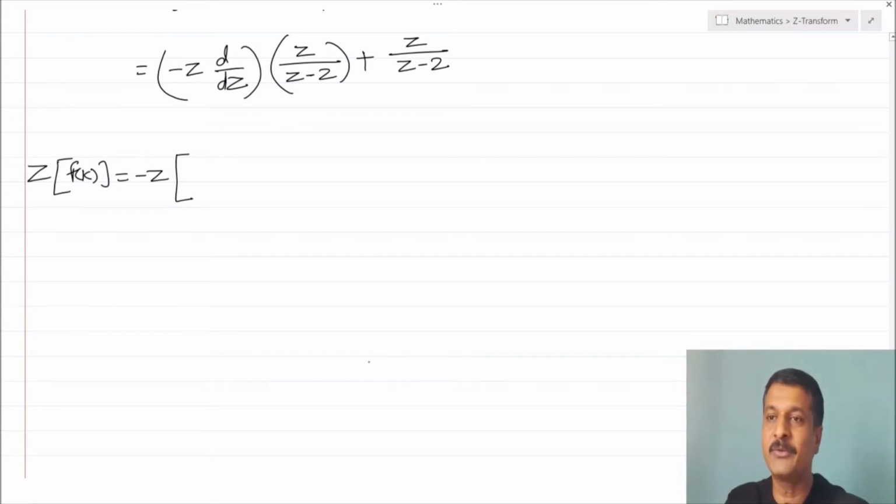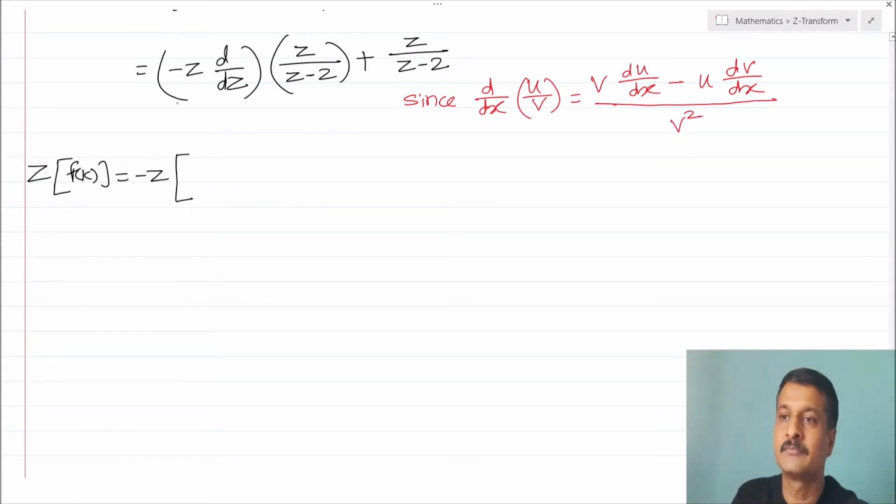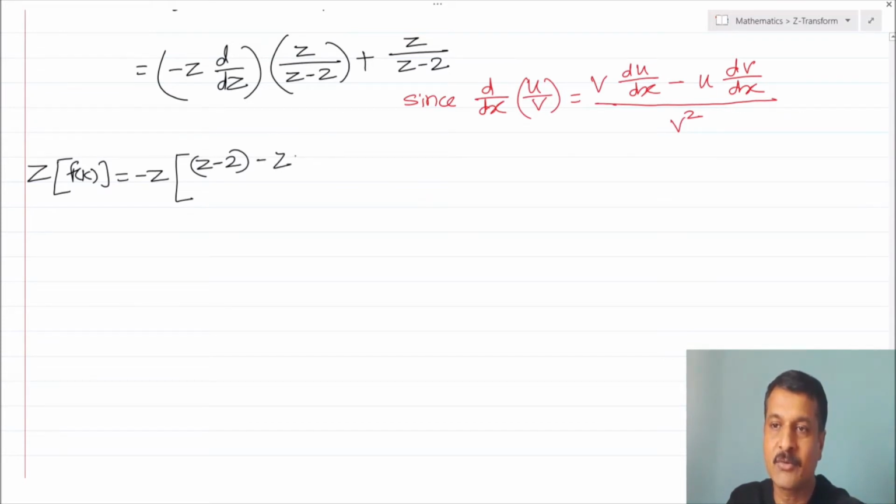So what is the u by v rule of derivative? The derivative d by dx of u by v is nothing but v times the derivative of u, minus u times the derivative of v, whole divided by v square. So I am getting here minus z as it is, d by dz of this one, using the u by v rule. So I am getting z minus 2 into derivative of z, which is 1, minus z times the derivative of this, which is 1, with respect to z, whole divided by z minus 2 whole square, plus z upon z minus 2.